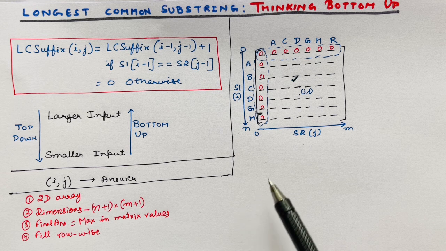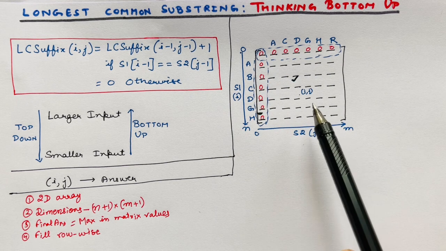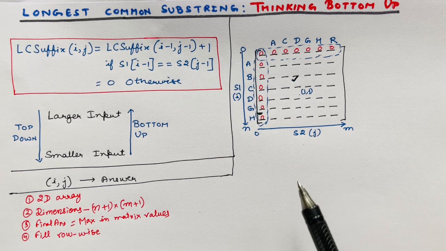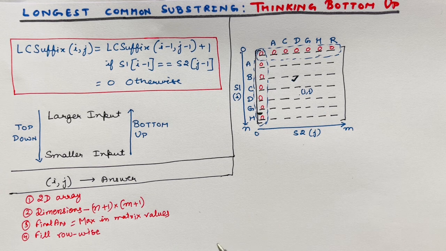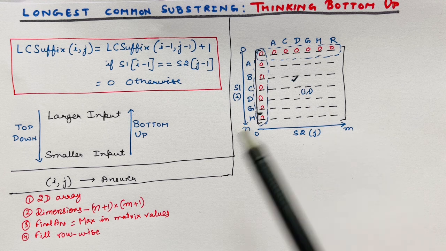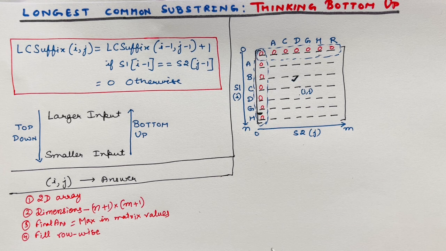Okay, so now we know how to begin filling the matrix, we know how to fill the value at any position in this matrix, and we know that our final answer will be the maximum of such values. So we have everything that we need to convert our thoughts into an algorithm. So let's try doing that.